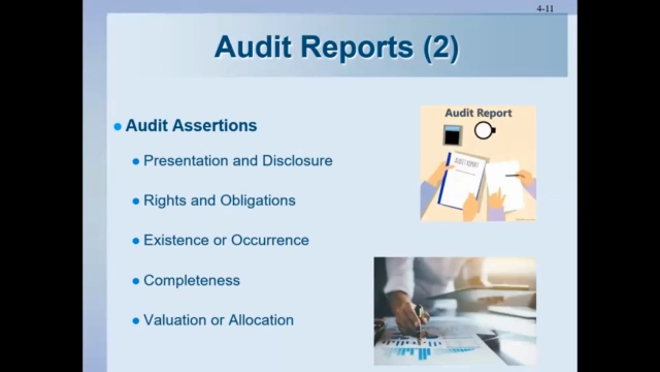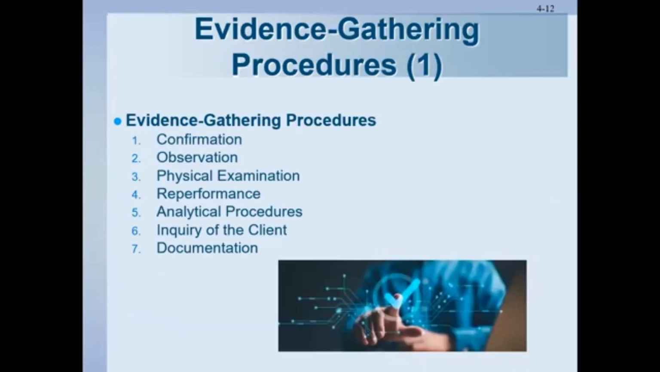So next we'll go into evidence gathering procedures. There are seven primary evidence gathering procedures that are available to the auditor. They are confirmation, observation, physical examination, reperformance, analytical procedures, inquiry of the client, and documentation.